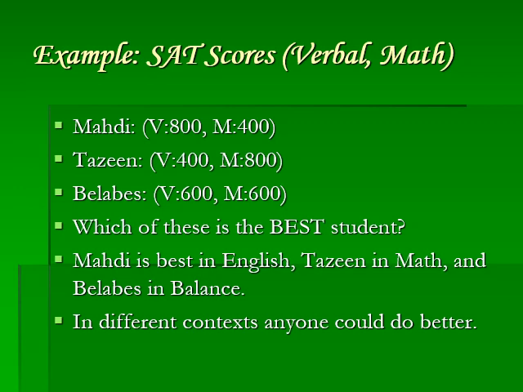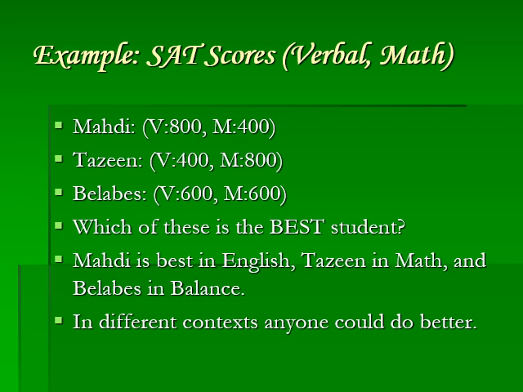To give a simple example which can easily be understood, consider three students who have SAT scores. Mahdi has 800 in verbal and 400 in math. Tazeen has 400 in verbal and 800 in math, and Belabas has 600 and 600 in both of them. So which of these is the best student? Well, it should be obvious that there is no answer to the question. There is no unique answer. Mahdi is best in English, Tazeen is best in math, and Belabas is best in having a balanced score.